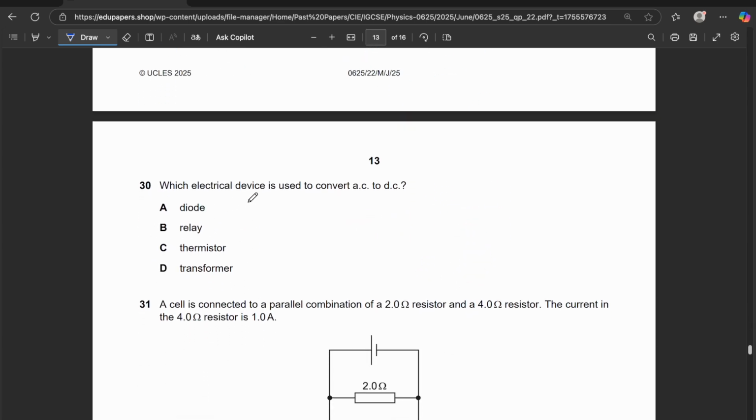30. Which electrical device is used to convert AC to DC? This is a diode. A diode looks something like this. If the current is in the wrong direction, then it won't allow the current to flow.